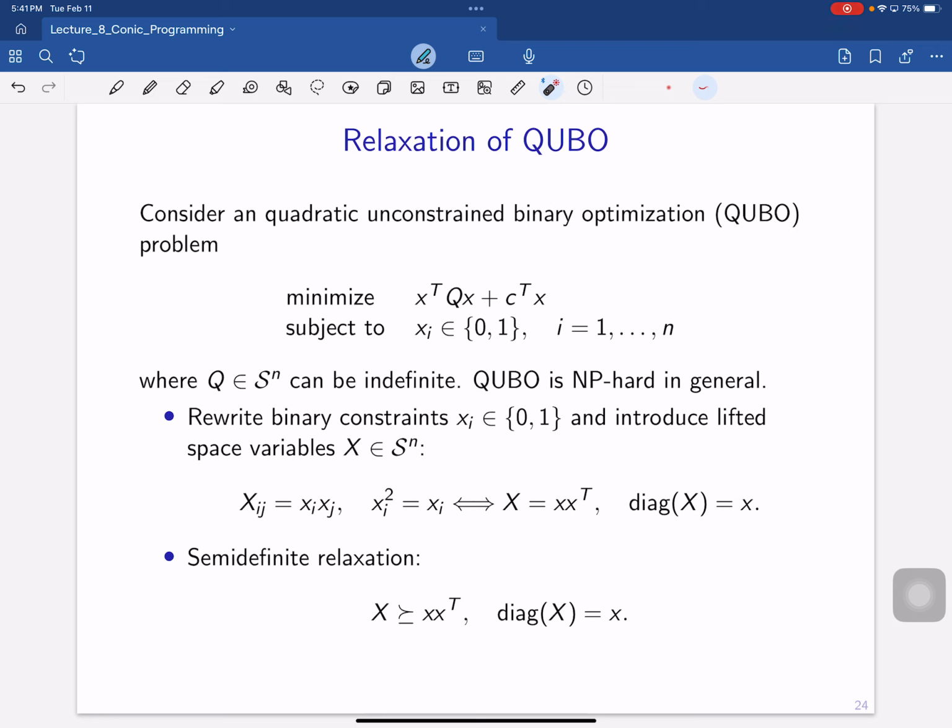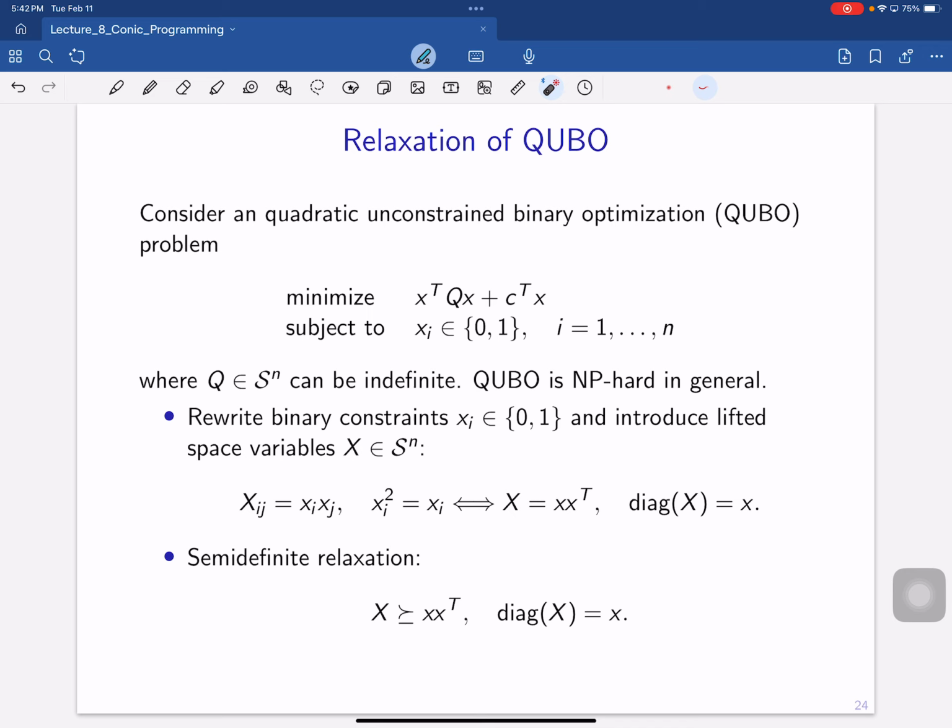And then x_i squared equals to x_i. Why is that? Yeah, because x_i can only take 0 or 1. Therefore, 0 squared is 0, 1 squared is 1, right? So that's why this constraint is equivalent to this constraint. The 0 and 1 are the two roots of this equation. Okay?